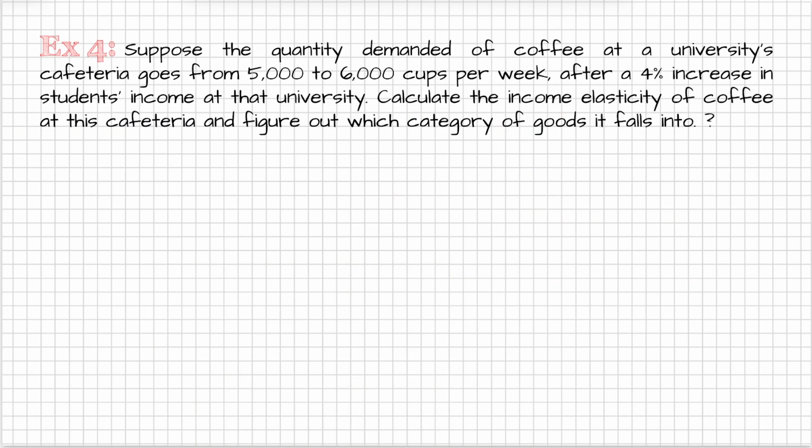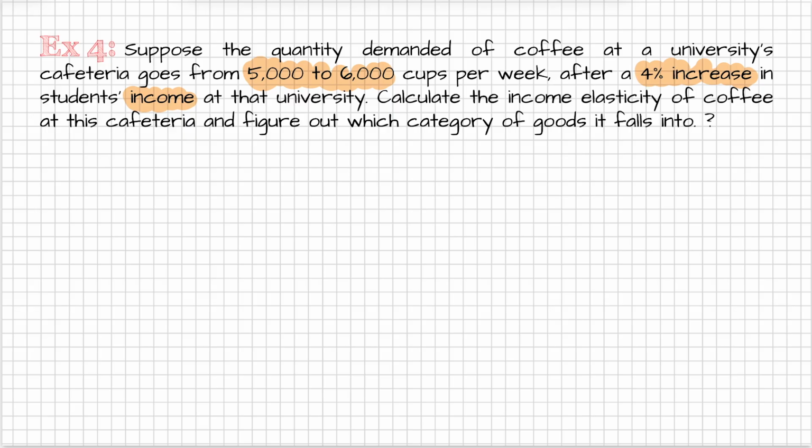Last example, suppose the quantity demanded of coffee at a university's cafeteria goes from 5,000 to 6,000 cups per week, after a 4% increase in students' income at that university. Calculate the income elasticity of coffee at this cafeteria and figure out which category of goods it falls into.